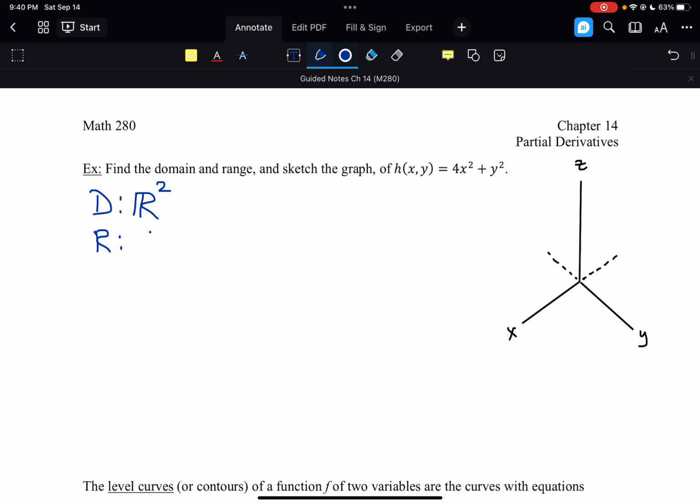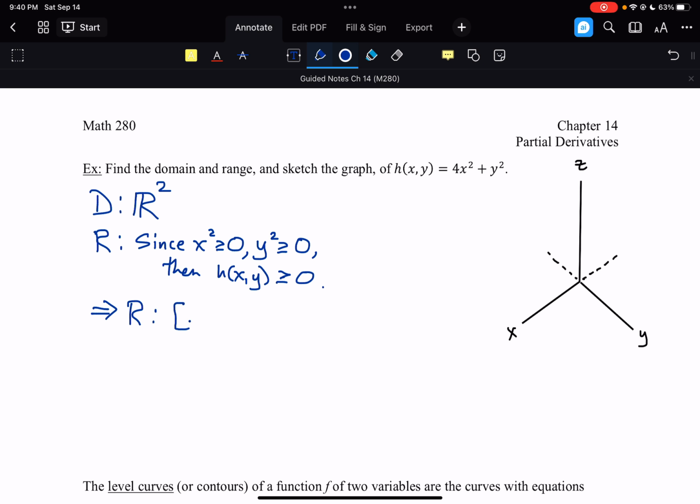So since x squared is greater than or equal to 0 and y squared is greater than or equal to 0, then our function, h of xy, must also be greater than or equal to 0, right? Because if they're both 0, it could equal 0, but if it's anything else, it'll go bigger. So this will be greater than or equal to 0. So rewriting our range in interval notation, it will be 0 to infinity, inclusive of 0, exclusive of infinity.